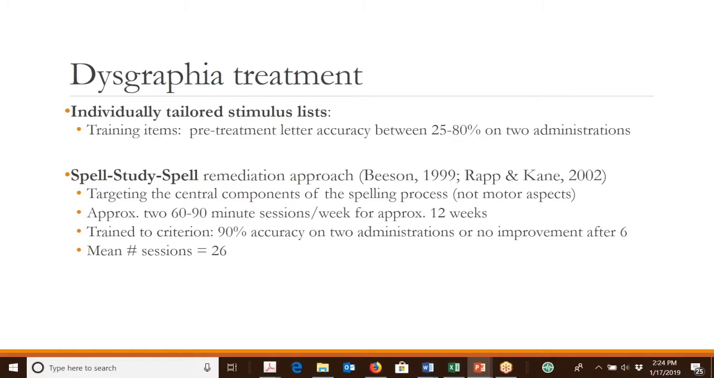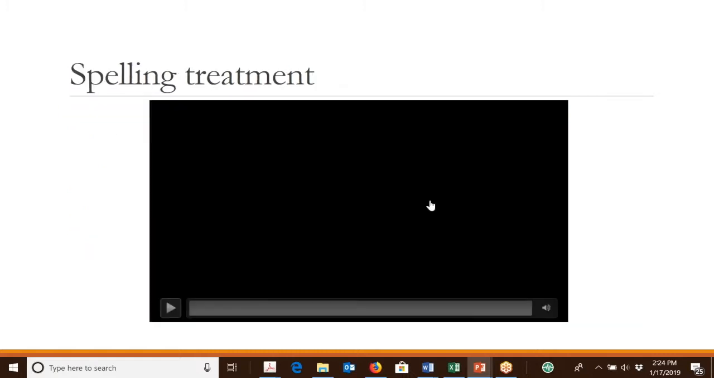Participants engaged in usually two sessions per week. They lasted between an hour and a half for approximately 12 weeks. They were trained to criteria, 90% accuracy on two administrations or no improvement after six administrations. And the average number of sessions was 26. So let me show you this video so that you can have a sense of what happens in a single training trial.